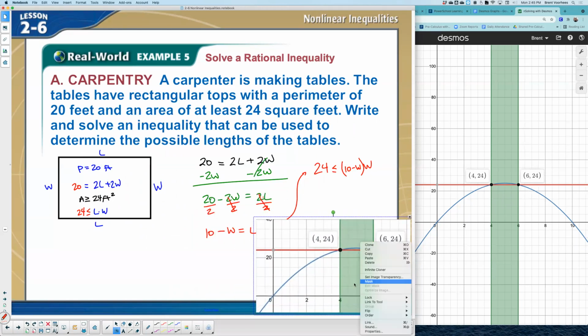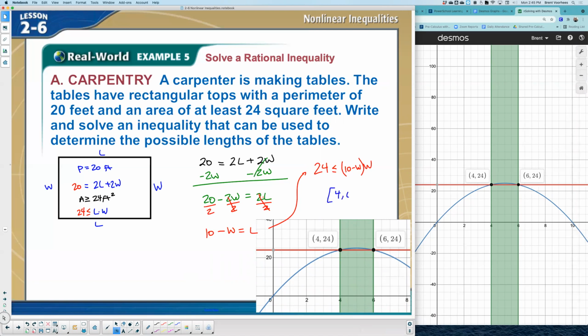Send it back. And so to complete your notes here, you would just say the answer would be between 4 and 6. And I did brackets. Why did I use brackets? Because of the solid lines. So our answer would be, our length and width are between 4 and 6. Obviously, the perimeter would have to add up to 20. And so once you have one length, you would take it away from 10 to get the other.